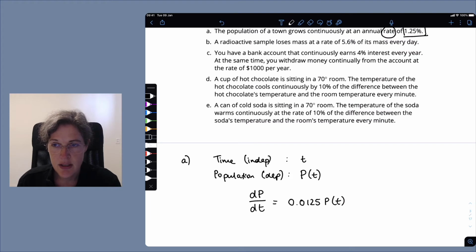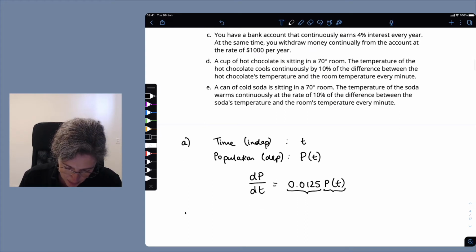It didn't even really occur to us to wonder whether we should have a plus or a minus sign here. But if you think about it, your population is growing, so it's got to be getting bigger. So it must be that your rate of change, your derivative, is positive. And if you look at what we've got, here we've got a positive, and because our population is measured in actual positive humans, that's also positive. Okay, so that makes sense.